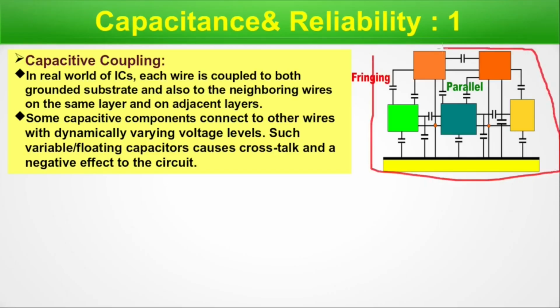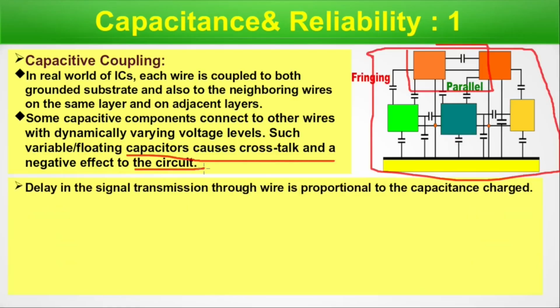In the real world of IC, each wire is coupled to both the grounded substrate and also to the neighboring wires on the same layer and on adjacent layers. Through vias the layers of interconnects are connected to each other. It's not completely isolated. So some capacitive components connect to other wires where the voltage level dynamically changes. The effect of that change has some impact on the capacitive components also. And such variable or floating capacitance causes crosstalk and a negative effect on the circuit. This varying capacitance value has a deep impact on the circuit performance.